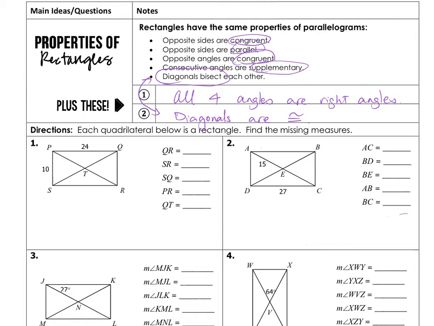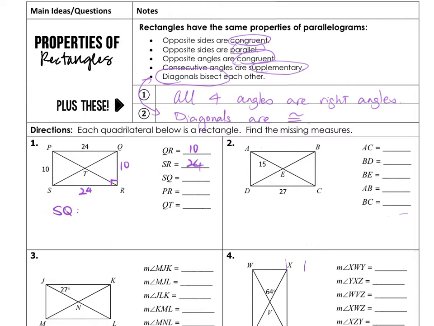So let's look at some of the examples here. First one, I have PQ is 24, so the opposite has to be 24, and PS and QR must be the same. So QR, we said it's 10, SR is 24, SQ. So SQ is a little tricky. We're not given the information. However, notice that I have a right triangle here.